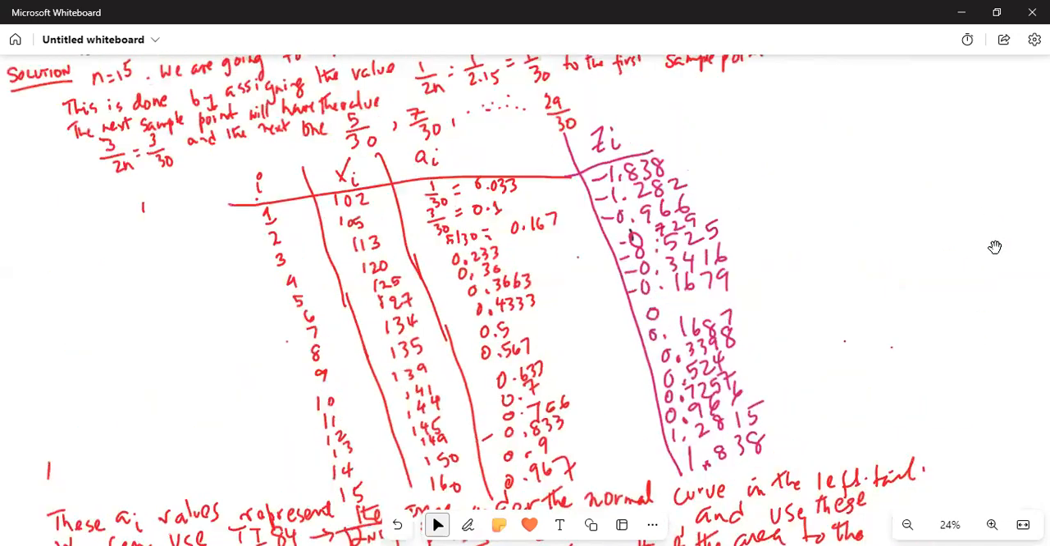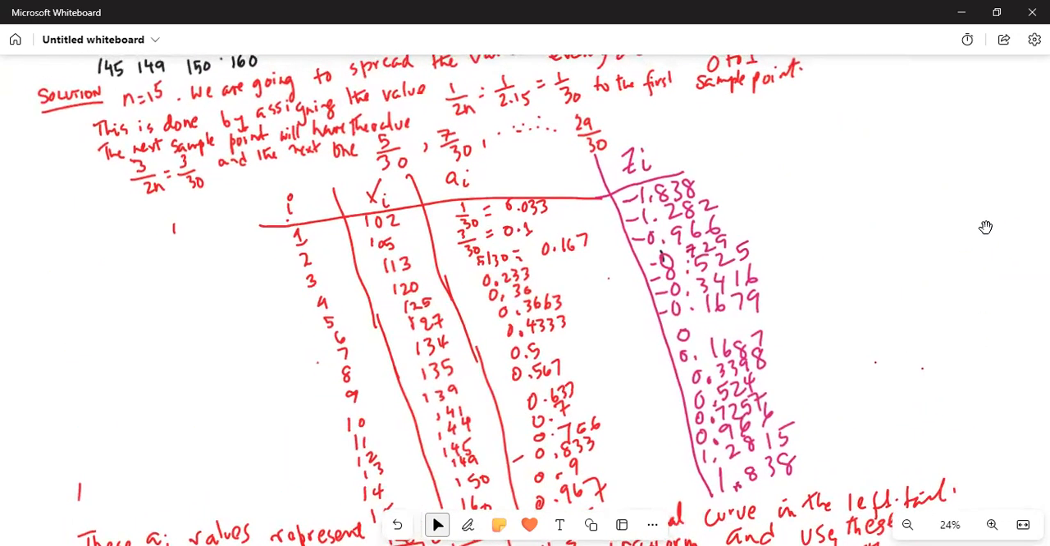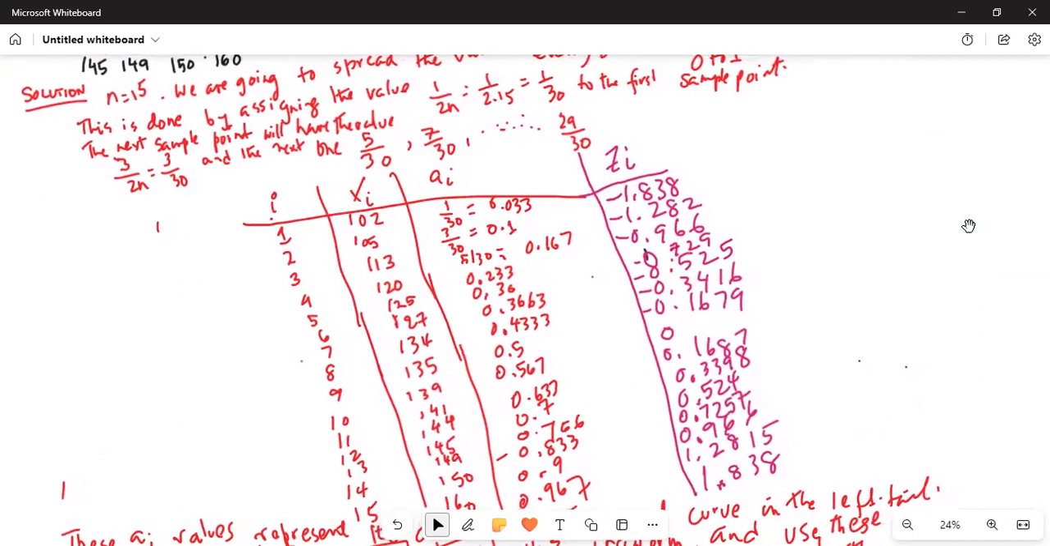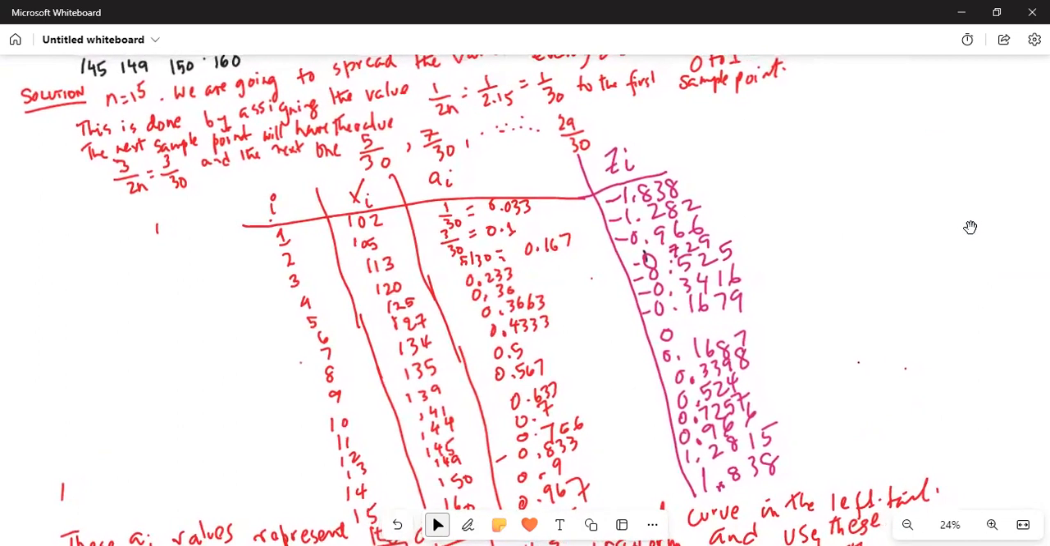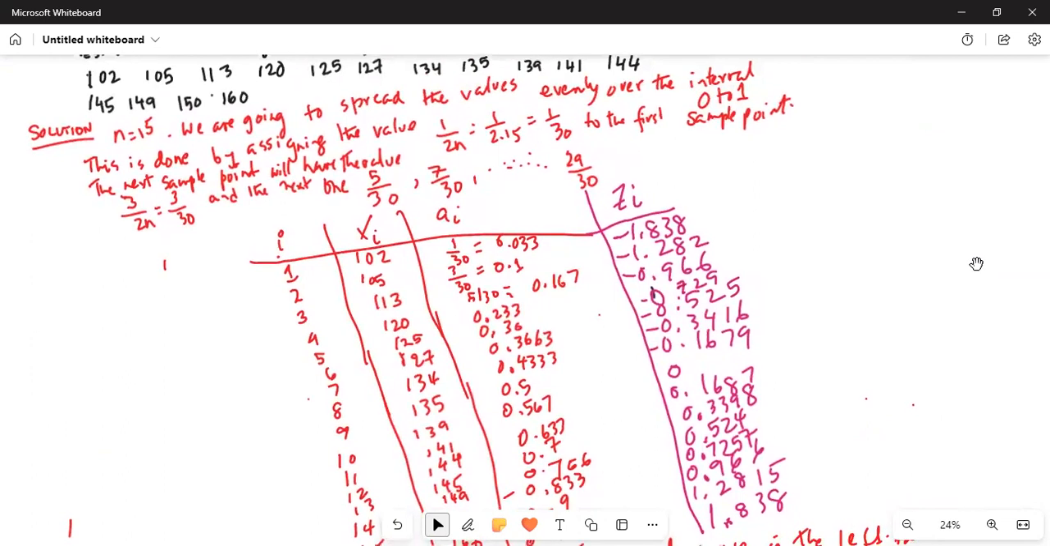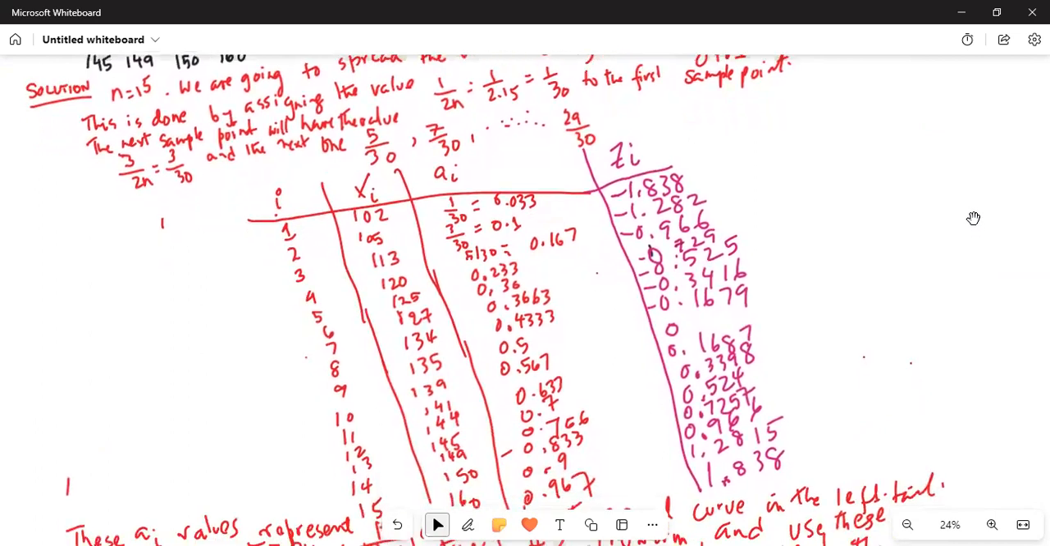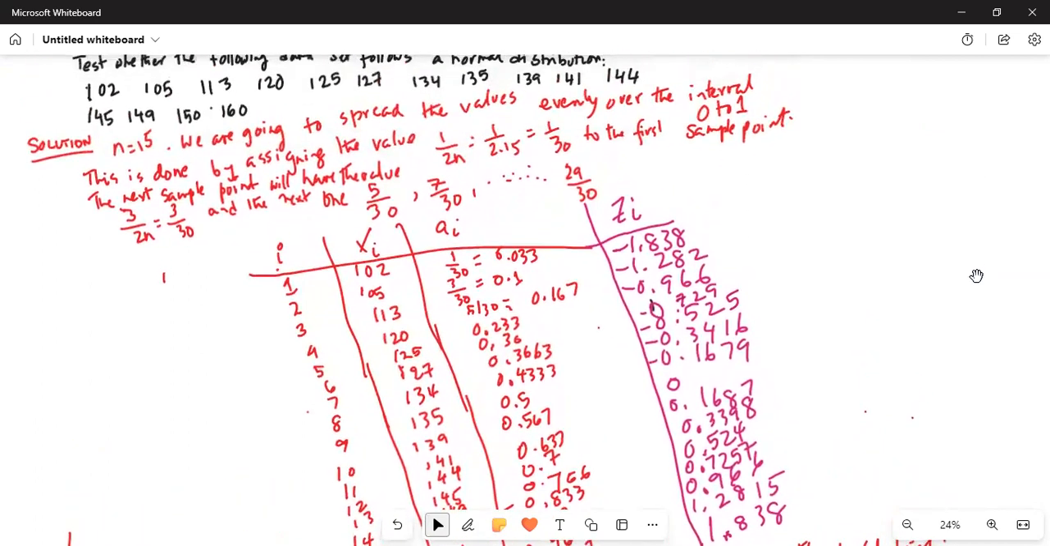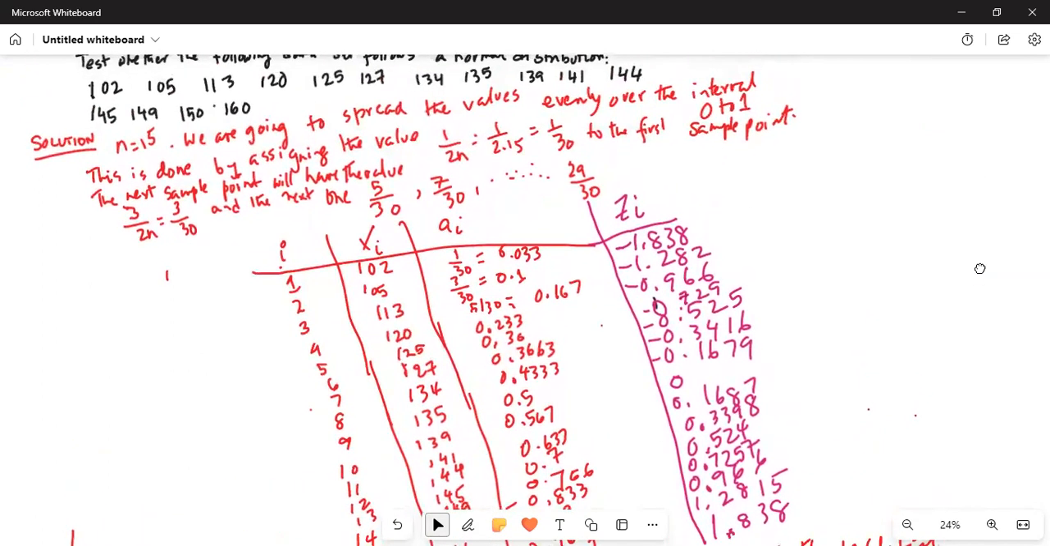So we went through a lengthy process by dividing into 1 over 2n. The first one got the value of 1 over 2n, and we put all the points in the interval from 0 to 1. We could have also done it by using the sixth kind of plot in TI-84.